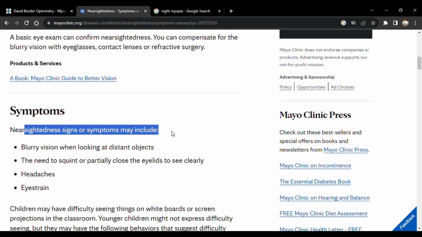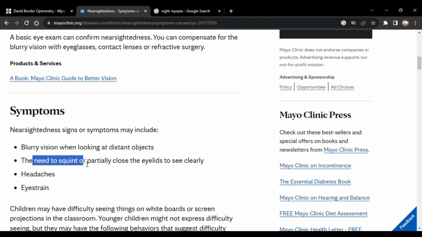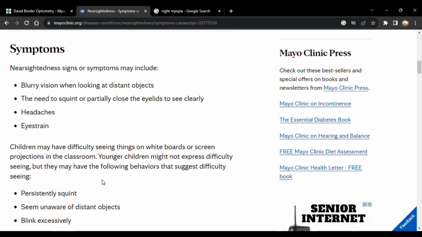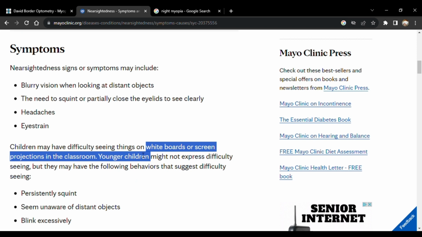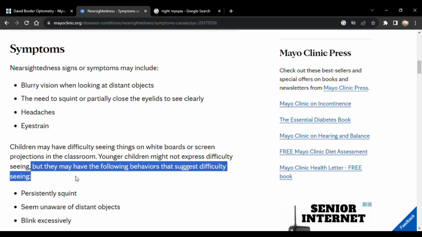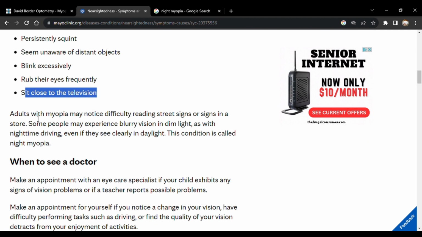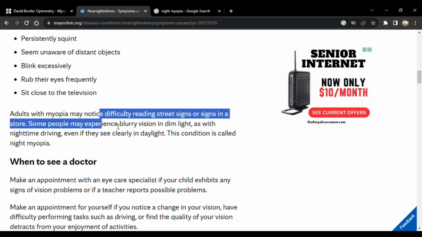Symptoms of nearsightedness: blurry vision when looking at distant objects, the need to squint or partially close the lids to see clearly, headaches, eye strain. Children may have difficulty seeing things on whiteboards or screen projections in the classroom. Younger children might not express difficulty seeing, but they can have the following behaviors: squinting often, unaware of distant objects, a lot of blinking, a lot of eye rubbing. From my experience, that's more likely allergy. Sit close to the television. Adults, difficulty seeing street signs.